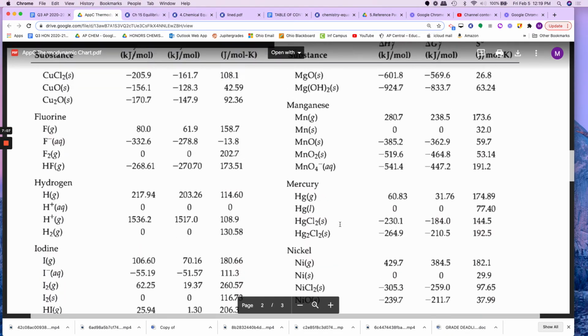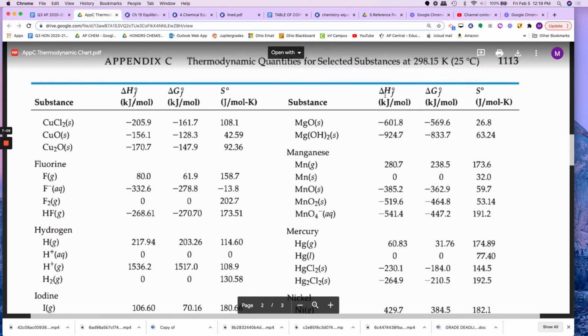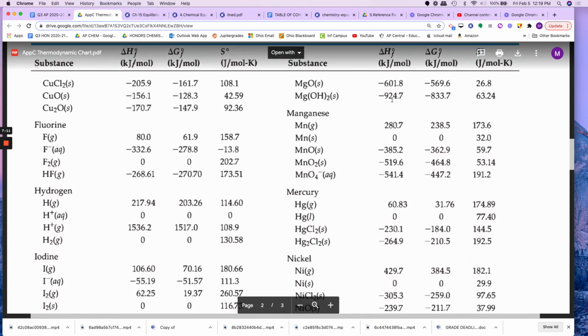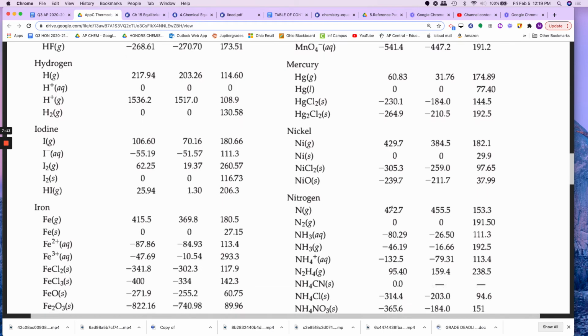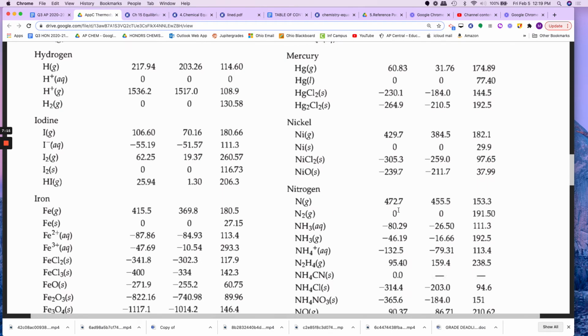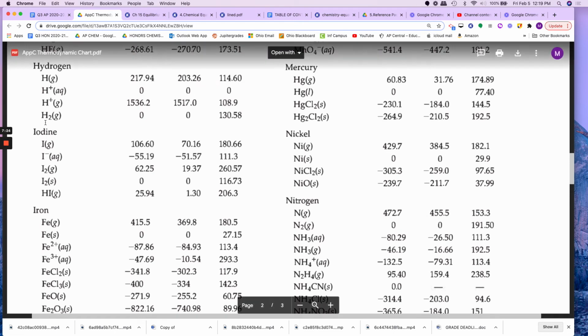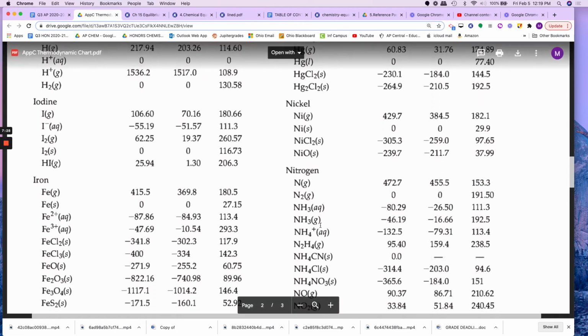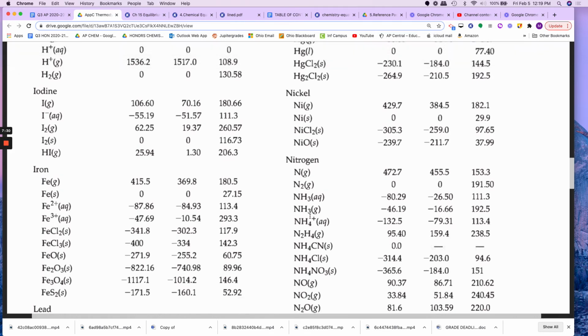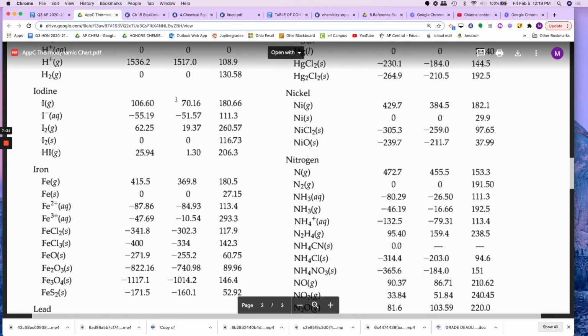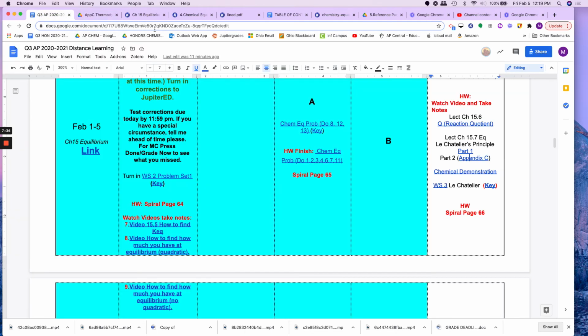Here are the heats of formation. How much energy does it take to form that substance? N2 gas is 0 because it's already N2 gas naturally, so it didn't take any energy to form it. If you were to look up H2, it's also 0. It's right here on this side. H2 is also 0. Now ammonia gas is negative 46.19. That's the heat of formation of ammonia.